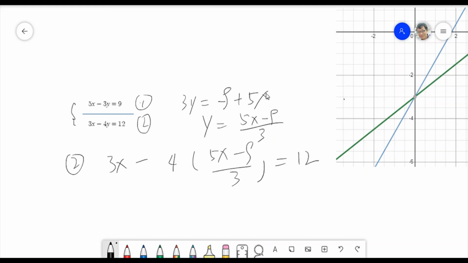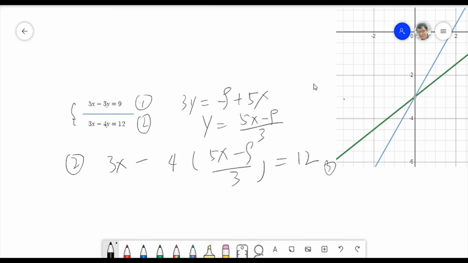Right? So let me check. So this is 3y, 3y equals 5x minus 9. Yes, right. So y equals (5x minus 9) divided by 3. So 3x minus 4 times (5x minus 9) over 3 equals 12. Yeah, totally right. So we multiply by 3 on both sides of the equation. We make this equation 3.